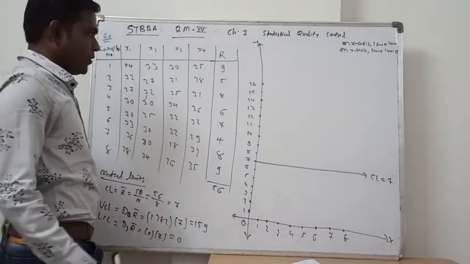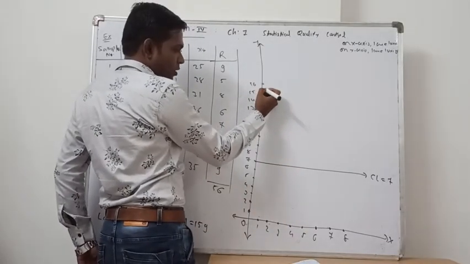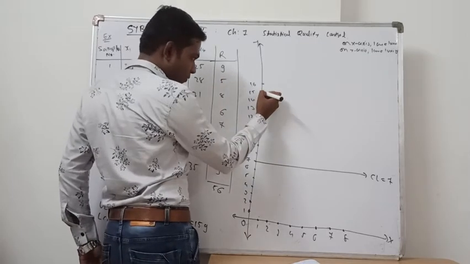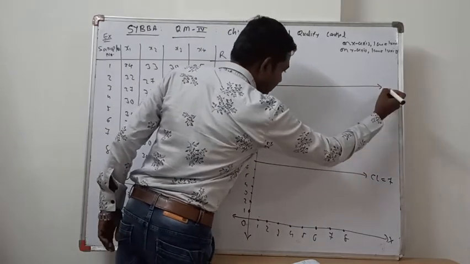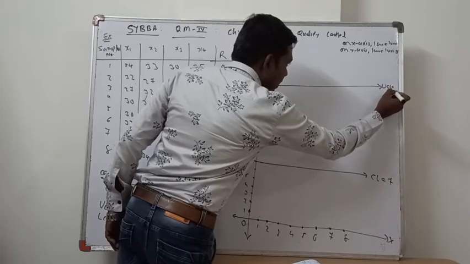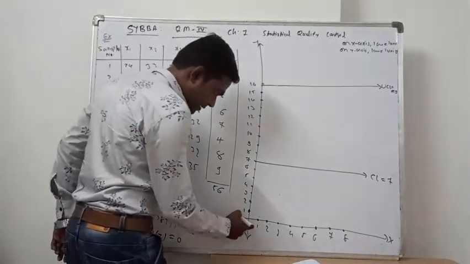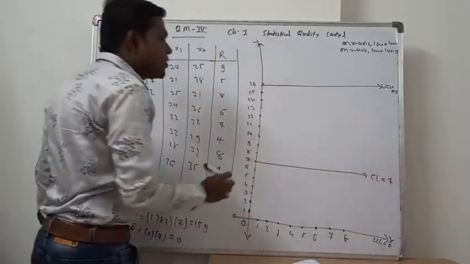UCL is equal to 15.9. What does 15.9 mean? Between 15 and 16 there are 10 lines, so for 15.9 we have to take 9 lines. On the 9th line we make a straight line, that is the UCL, 15.9. Next, LCL is 0, which means our x-axis, so over here we write LCL is equal to 0.